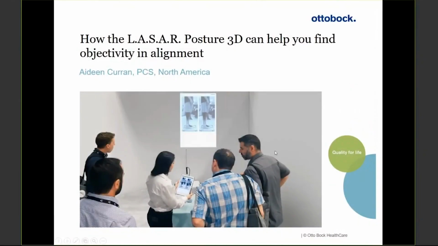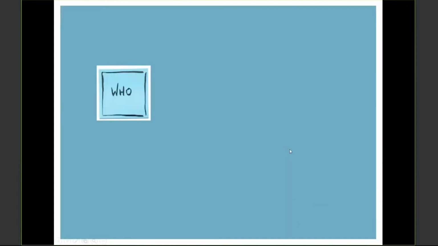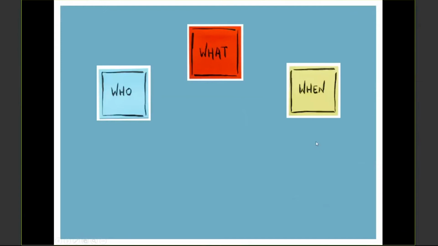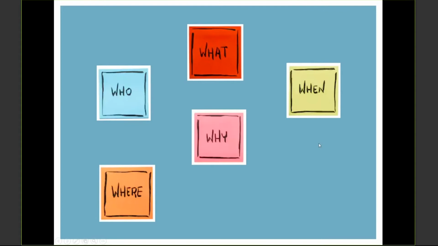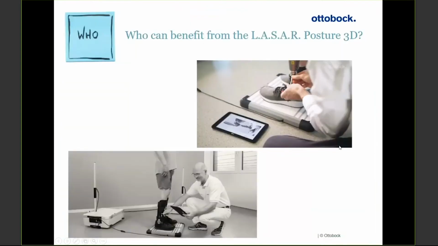Okay, so today's topic is how the L.A.S.A.R Posture 3D can help you find objectivity in alignment. What we're going to go through today is who you can use the L.A.S.A.R Posture with, what the L.A.S.A.R Posture 3D actually is, when you would use it in your treatment cycle, where you can use it, and the most important thing, why you should use it, and then simply how we actually use it. So first of all, who can benefit from the L.A.S.A.R Posture 3D?